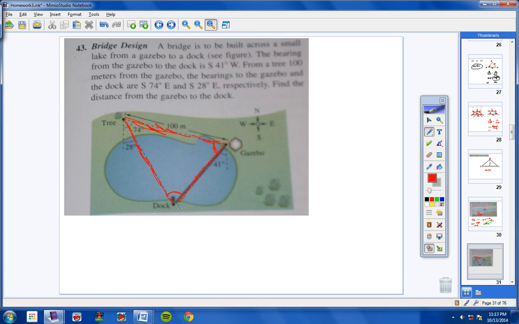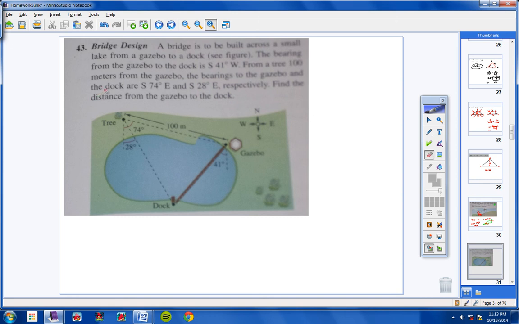Now, why would I want to do that? Well, look, guys. Look, here's 100. This is the only length I know. So 100, using law of sines, 100 goes with this angle right here. And then don't forget, I want to find this side right here. So this side right here goes with this angle over here. So I really need to find this angle here so I have a pair to work with, okay? A pair from my law of sines.